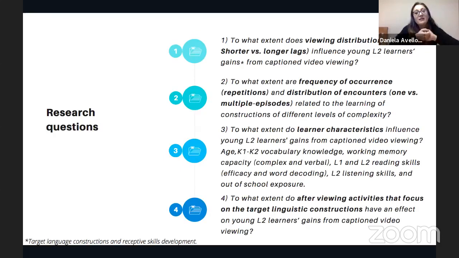Viewing distribution, that is to say shorter versus longer lags, the distance between the sessions; frequency of occurrence of the target language constructions in terms of repetitions; and the distribution of encounters, one versus multiple episodes. Learner characteristics, and the use of after-viewing activities that focus on the target linguistic constructions. In the other groups or subgroups, I also used some after-viewing activities, but they only focus on general comprehension after viewing the episodes.